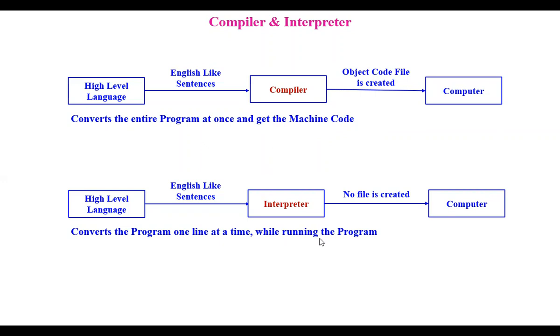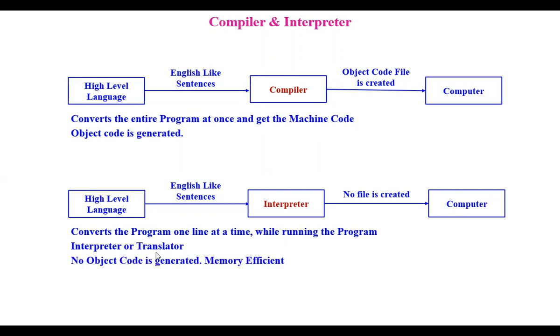When you have given a set of 100 lines, suppose, it takes up only one line and converts it. That's it. Machine code or object code is generated here, whereas we call it an interpreter or translator, right? No object code is generated. But here it is memory efficient. It uses memory efficiently.